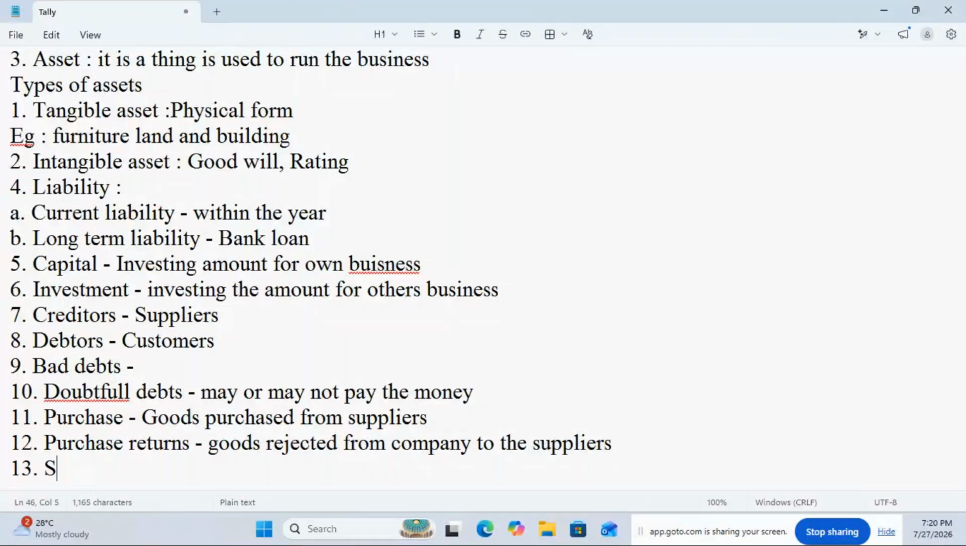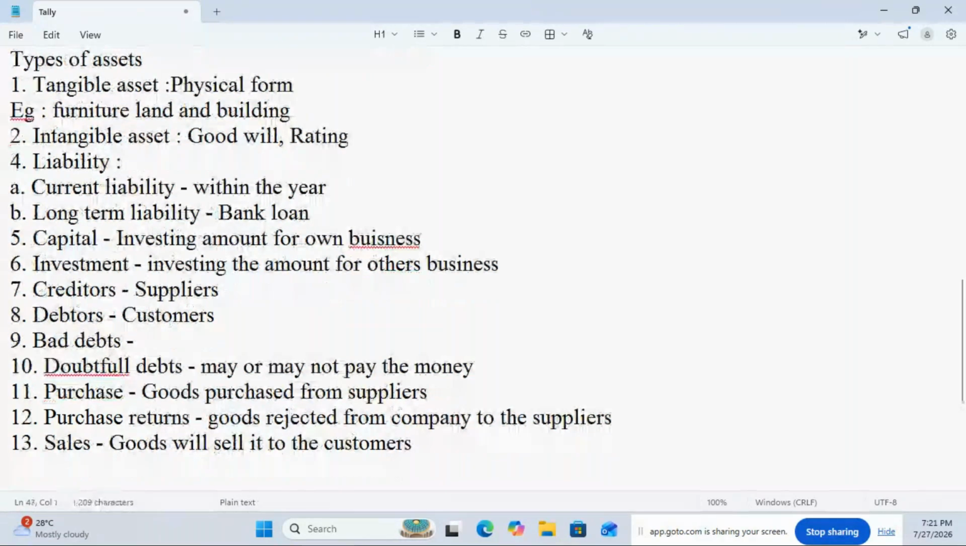Next one is sales. After purchasing the goods, to whom will we sell? To the customers. So sales are goods sold to the customers. Again, sales returns: if there is any damage or billing problem, customers will return the goods back to the company. It's like whenever we do online purchases, if the item is damaged, we return it back to them. The same process, the customers return to the company.